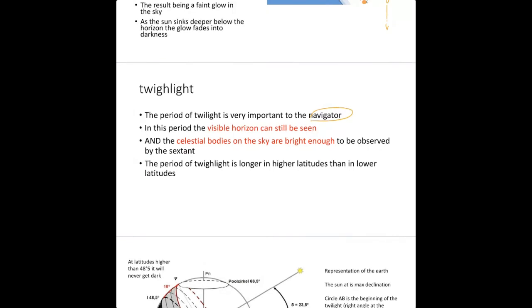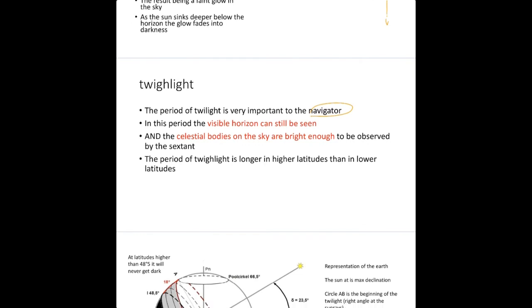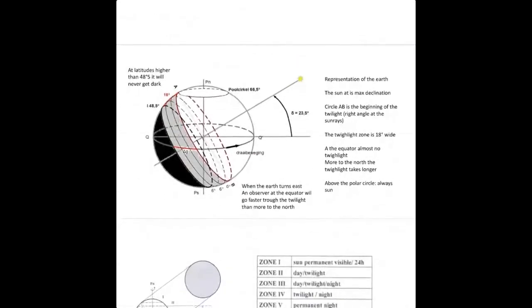The periods of twilight last longer in higher latitudes than in lower latitudes. This is represented on the drawing that you see here. You have the Earth and the Sun at its maximum declination, which is 23.5 degrees. Circle AB, which is this one here, is the beginning of the twilight. It's the plane that is at a right angle to the sun rays. Now the twilight zone is this zone here. That is the zone where there is twilight at that moment, and this zone is 18 degrees wide.